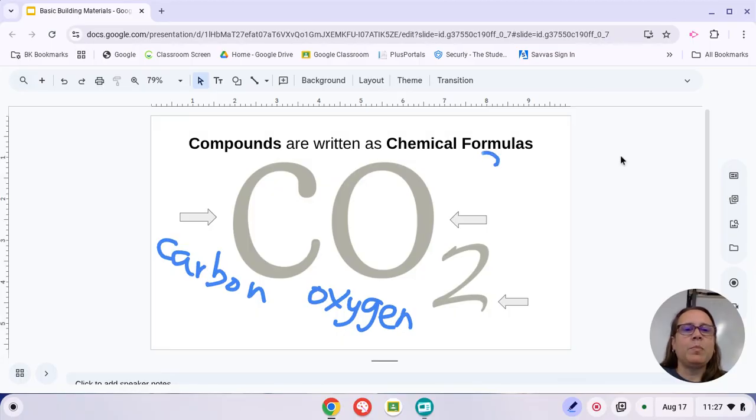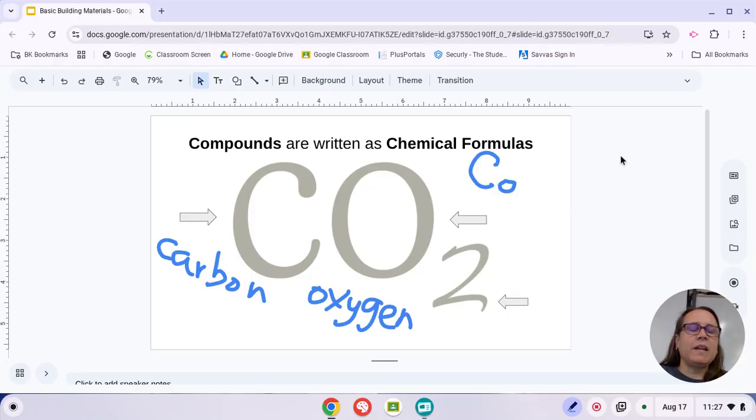So if I wrote uppercase C and lowercase o, that's cobalt. Uppercase C and uppercase O is completely different from uppercase C and lowercase o. Seems picky, but it's an entirely different chemical. Okay, in this case, we even have a compound versus an element.